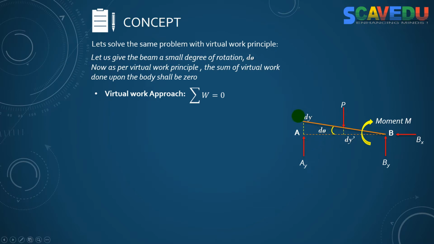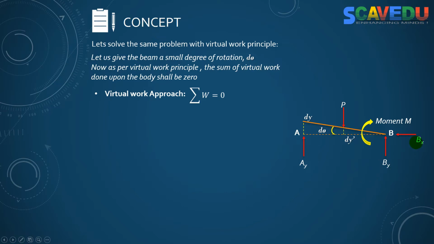While rotating, you can easily see that this beam has risen by a value of dy at point A, that is, the height difference between this new point and the original point at this end is dy. Similarly, this height is dy dash. Now let us apply the virtual work principle. For that we need to find the work done by each external force. We have four external forces: Ay, P, By, and Bx.